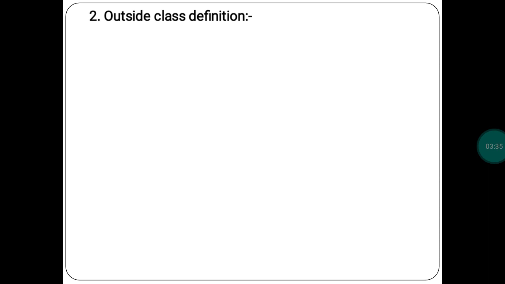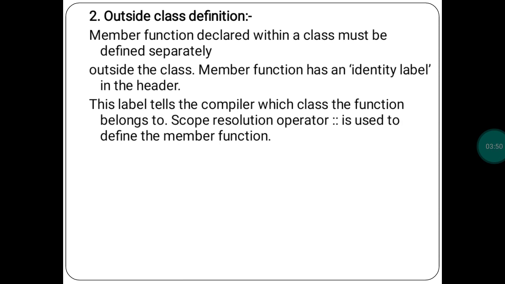Okay. Then second one, outside class definition. Outside class definition means what? In a class we can just declare the member functions. Whatever the code is, you can write that code outside the class, not inside the class. A member function declared within the class must be defined separately. Means you can define the member functions of a class outside the class. The member function's identity label is in the header. This label tells the compiler which class the function belongs to.